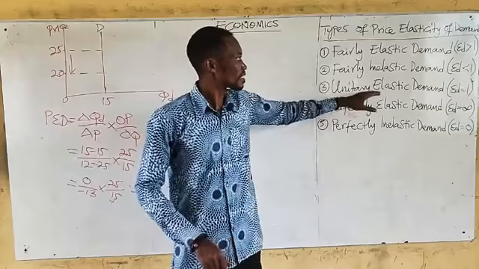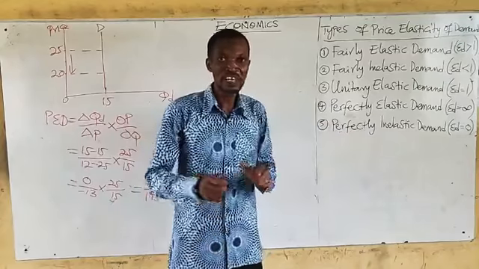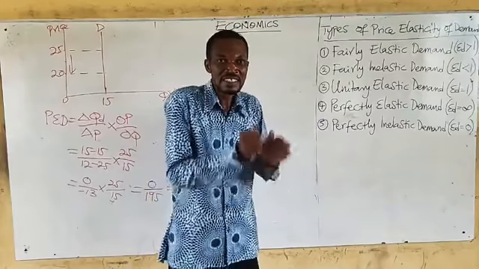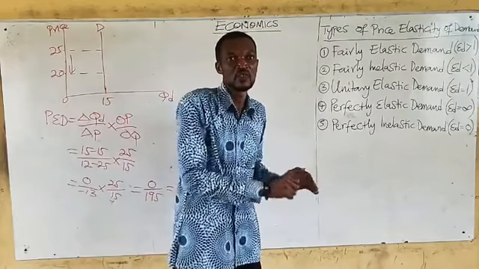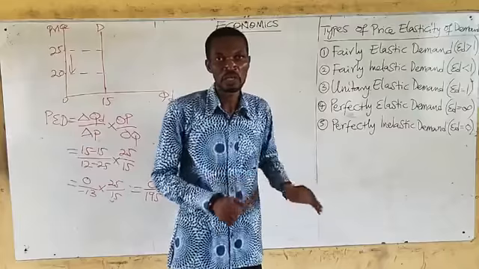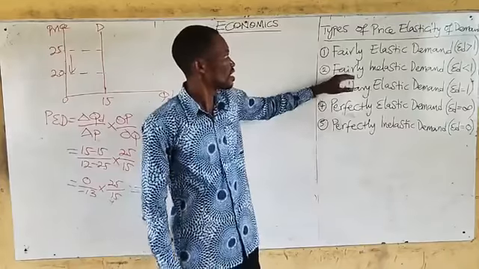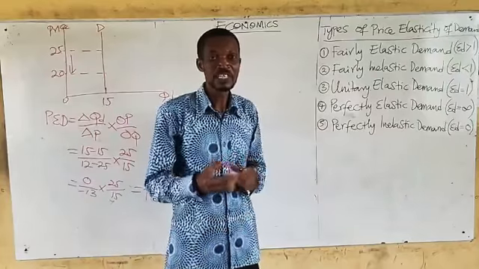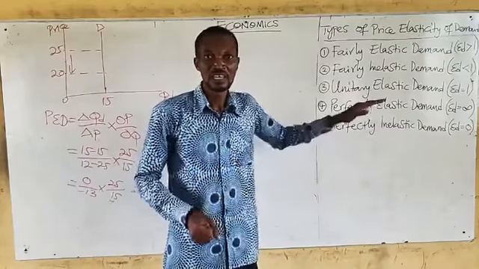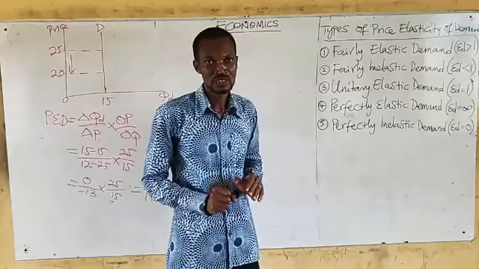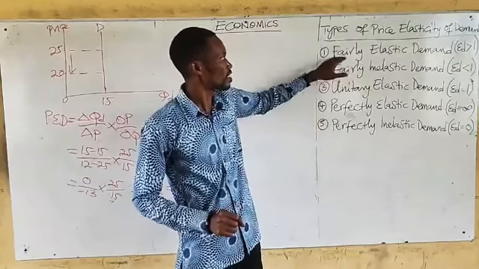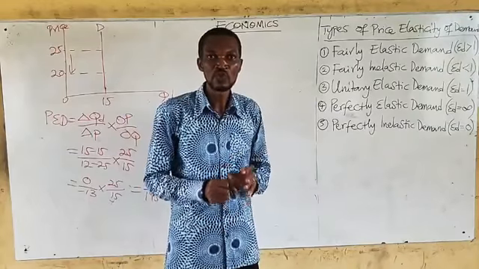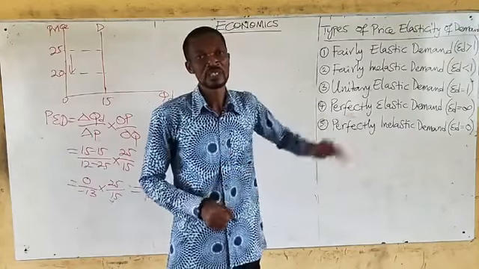Here, the percentage change in quantity is the same as the percentage change in price. So if it's 10, it's 10 for both price and quantity. The change here for inelastic is such that the price percentage change is always greater than the quantity percentage change. And the first one, which is the fairly elastic, in that case, the price percentage change is always going to be less than the quantity percentage change.